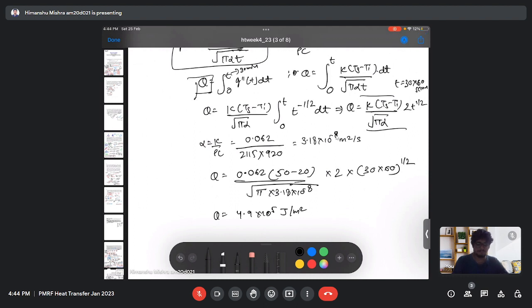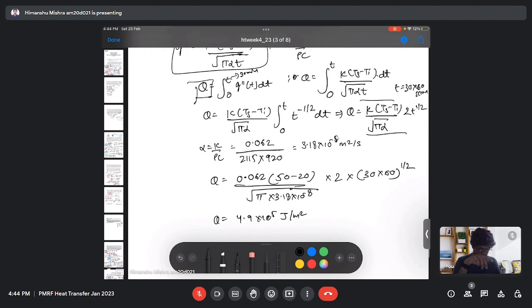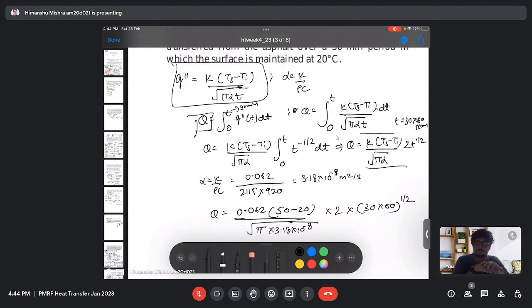Actually, sir, in that first original expression, the pi is in the denominator, square root of pi alpha t is there. So what is that time, and why are we integrating it? Because that expression is for a semi-infinite surface.